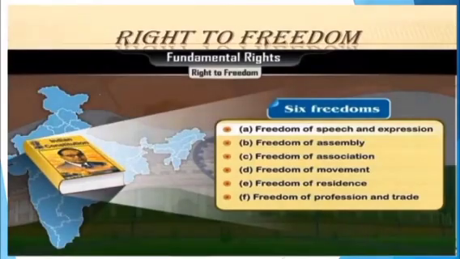Next, we are going to learn about right to freedom. So there are 6 freedoms. First one is freedom of speech and expression. The second one is freedom of assembly. Third one is freedom of association. Fourth one is freedom of movement. Fifth one is freedom of residence. And sixth one is freedom of profession and trade.